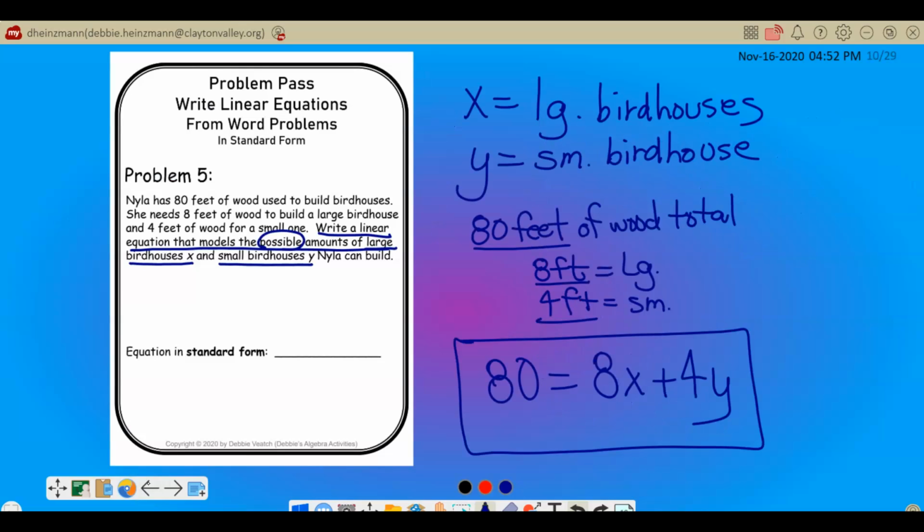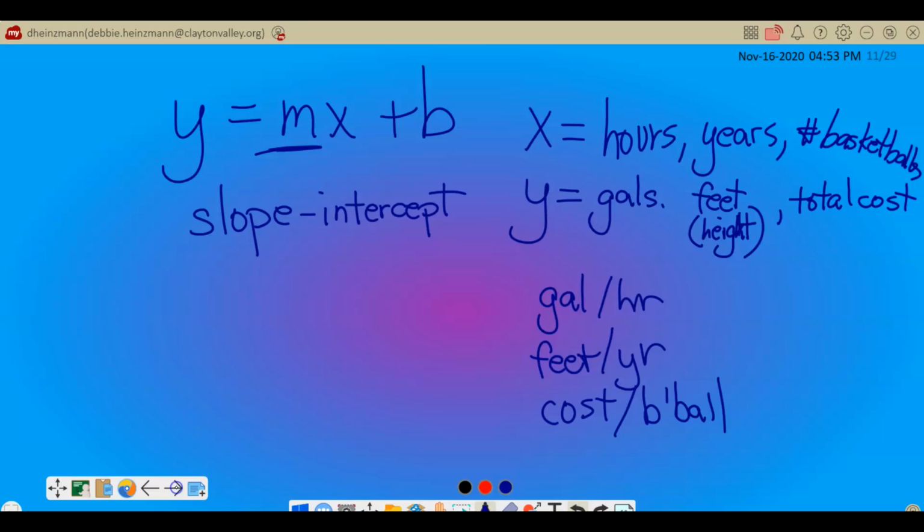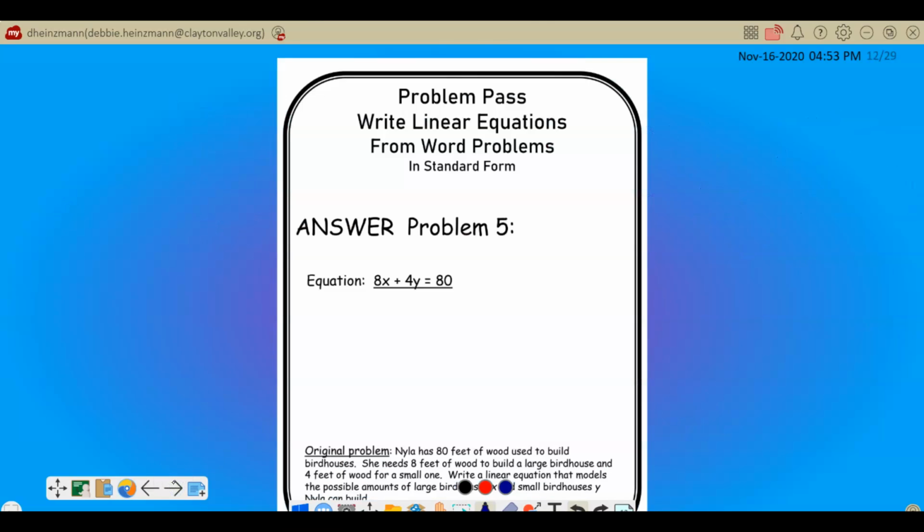When you are comparing two quantities that are the same, they're different things, but they're measured in the same exact units. 8 feet, 4 feet, large birdhouse, small birdhouse. That's standard form. Let's do another one before we're done. And here's the answer to problem 5. We did it right.